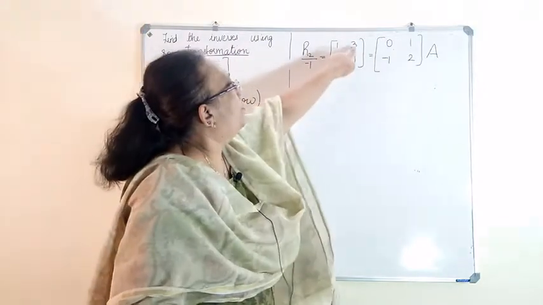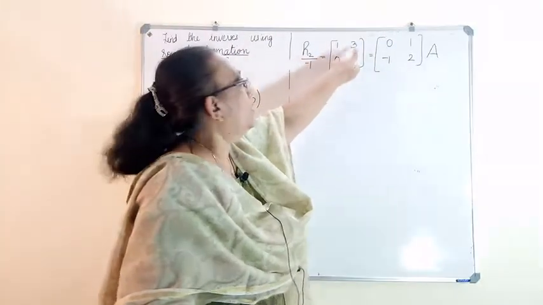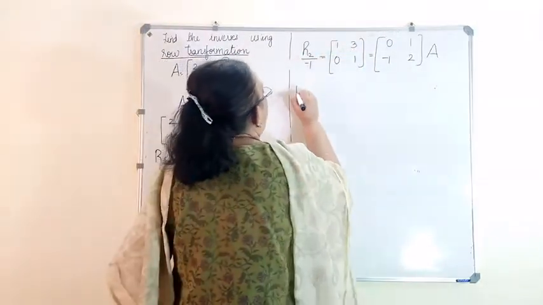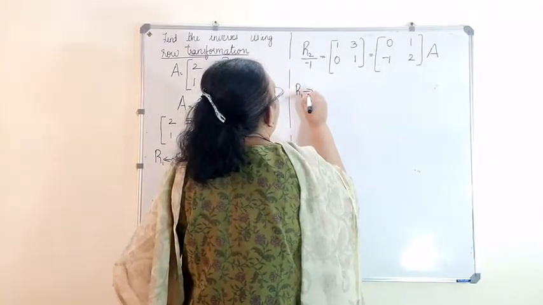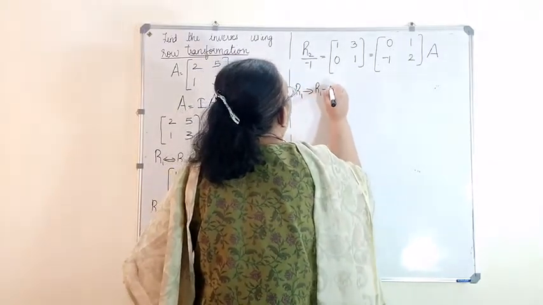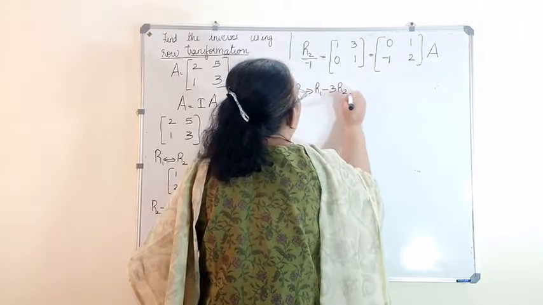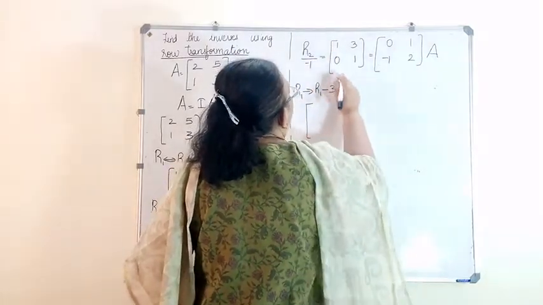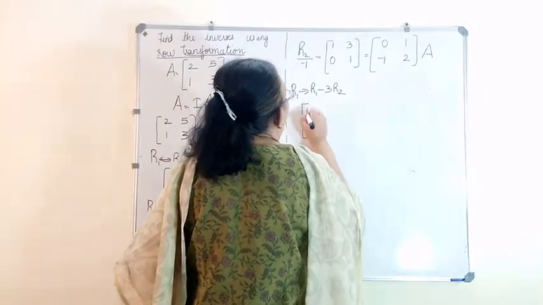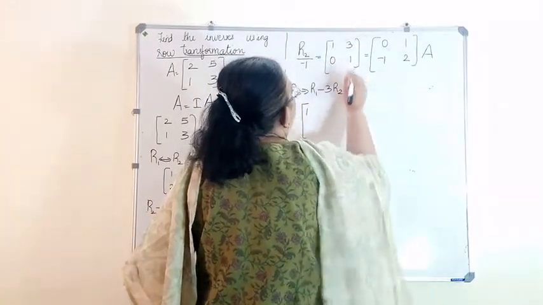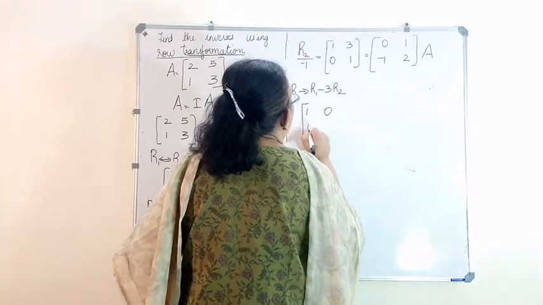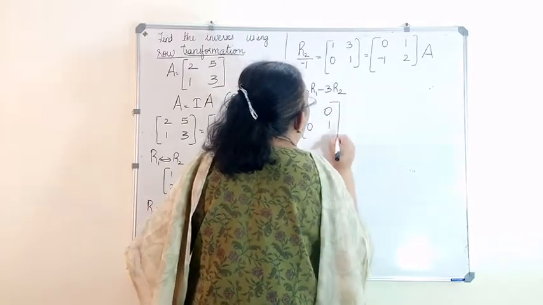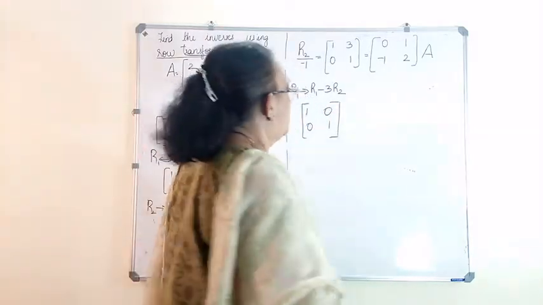Now here I have 3. I should make it as 0. I'll change as R1 is changed as R1 minus 3R2. That is 1 minus 3 into 0, 0, 1. 3 minus 3, 0, 0, 1. So it is an identity matrix.